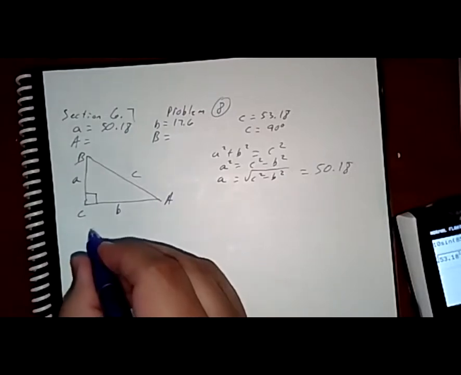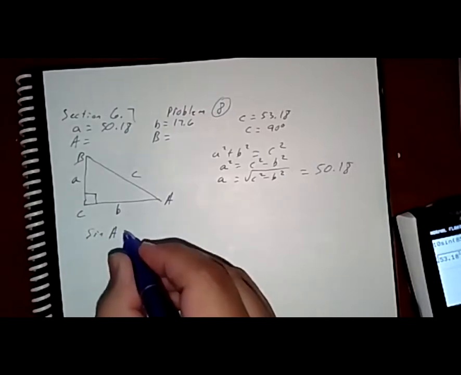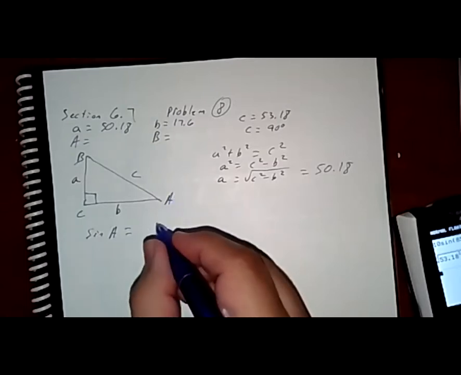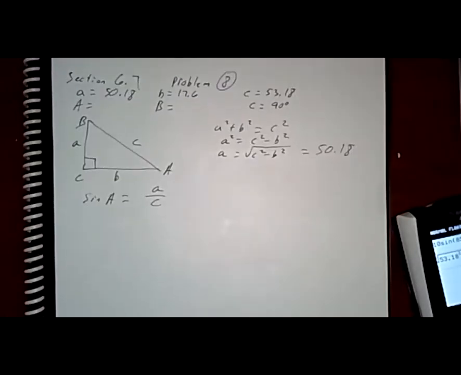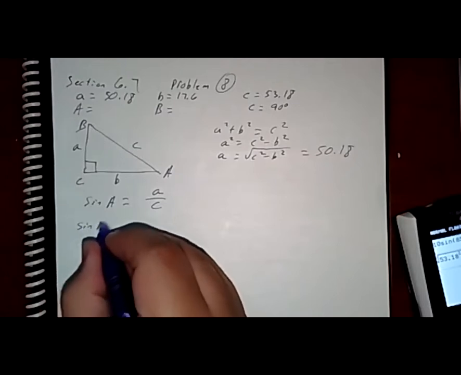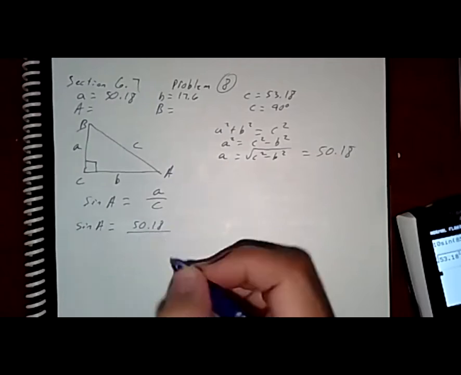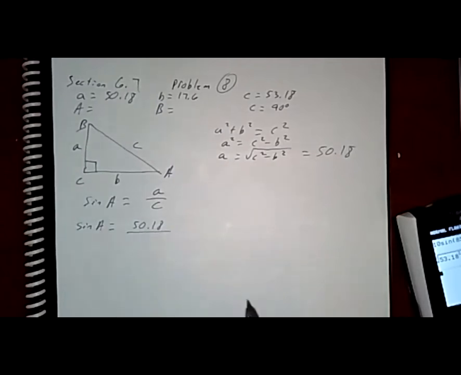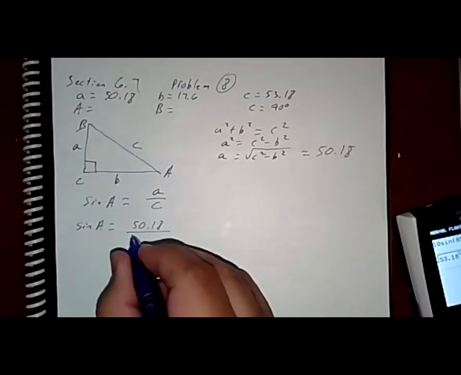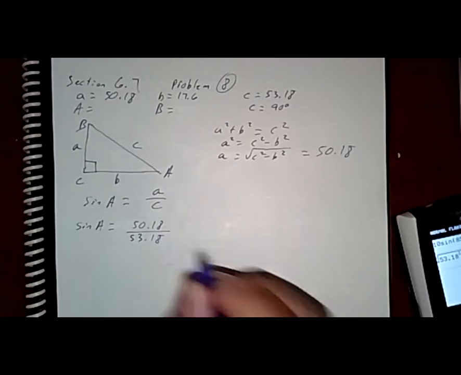Now, I could use, let's say, sine of A. That would be equal to opposite over hypotenuse, right? You agree with that? Yes, sir. So sine A would be equal to 50.18 over c, 53.18, correct?